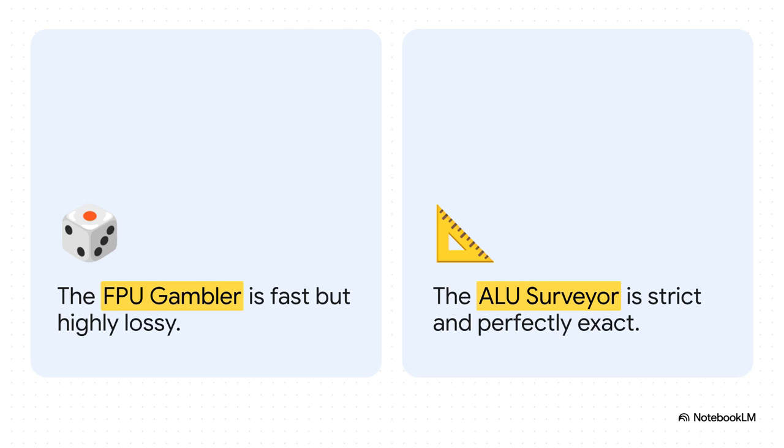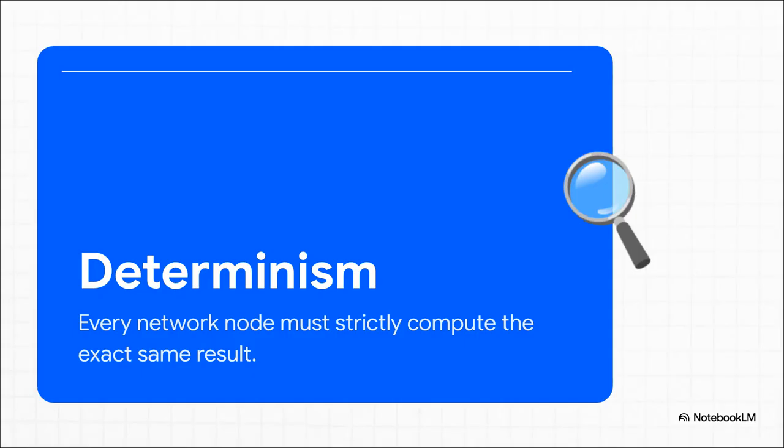But on the exact opposite side, we have the arithmetic logic unit, the ALU surveyor. It deals strictly in whole numbers. 1 plus 1 is exactly 2 every single time on every single machine. It is strict, it is exact, and it is totally undeniable. And here is the kicker. Decentralized finance absolutely relies on determinism. It's the absolute law of the blockchain.